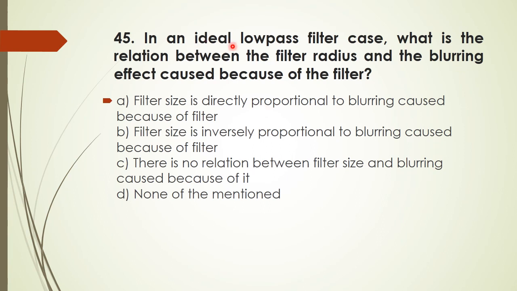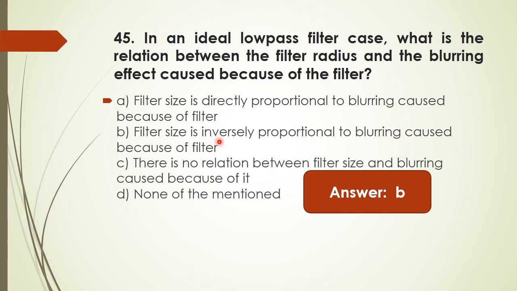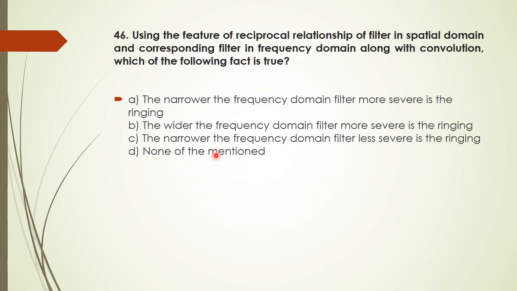Next question, in an ideal low pass filter case, what is the relation between filter radius and the blurring effect caused because of the filter? So filter size is inversely proportional to blurring caused because of filter. So as the filter size is increased, the blurring gets decreased. Option B is the right answer.